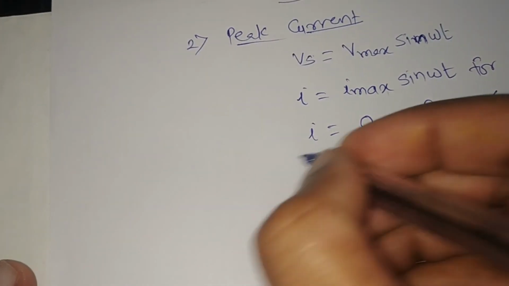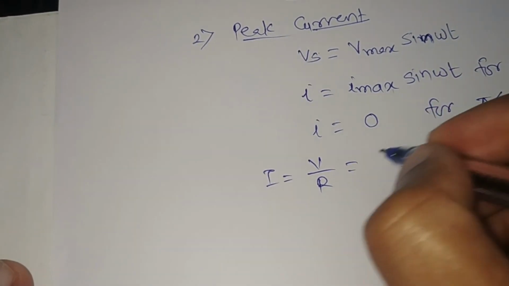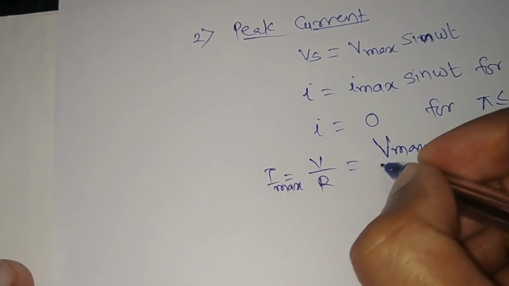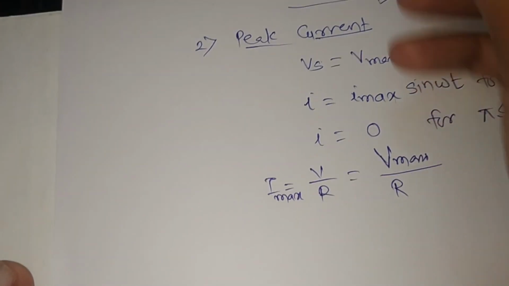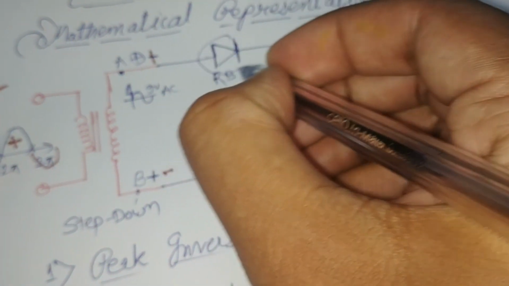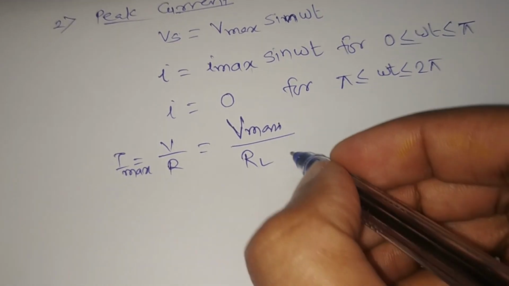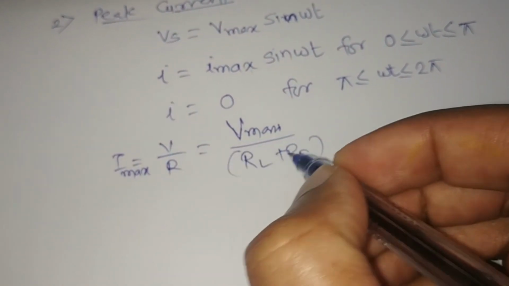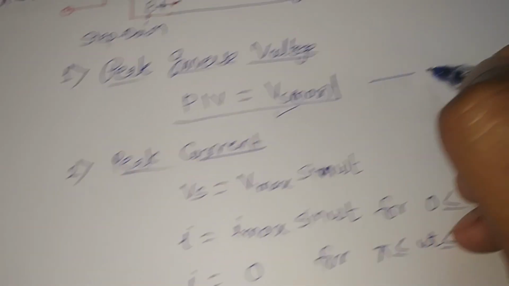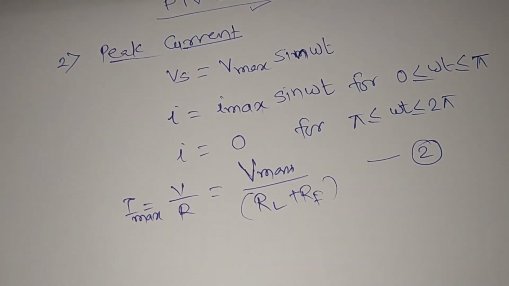Now if this is the expression for current, if we want to relate it with Ohm's law, it simply states that I is equal to V by R. So I max will be V max by R, where R is RL here. If the example asks us to consider the internal resistance of the diode, then we have to consider RF, the forward resistance of the diode. It will get added to this. So this will be the expression. We'll call it expression 1 here, and this will be expression 2.